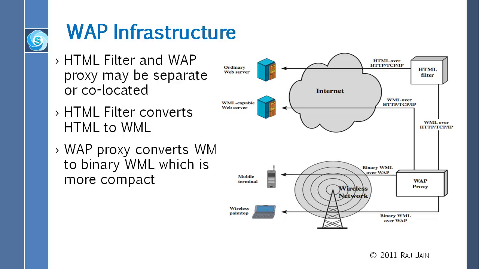So basically you have the server, you have a proxy, and you have these mobile devices. Now, the only new box that we have added here is an HTML filter. Basically, this WAP proxy can understand only WML. Just like HTML, we have WML.